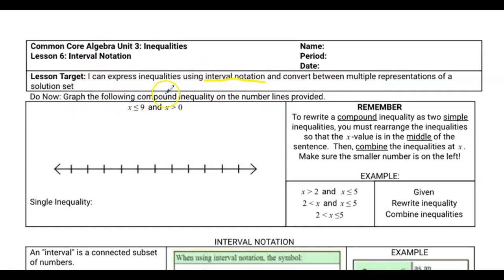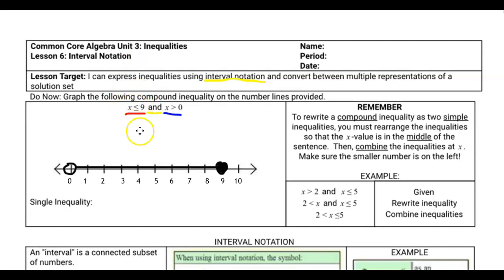All right, for the do now, it says to graph the following compound inequality on the number lines provided. Here's the inequality. X is less than or equal to 9, and x is greater than 0. This "and" means it's going to be a convergent inequality, which means the lines are going to come together. Pause the video and then try it out, and then come back to see if you got it right.